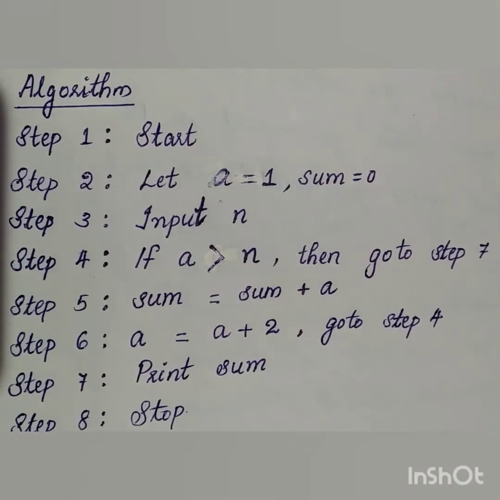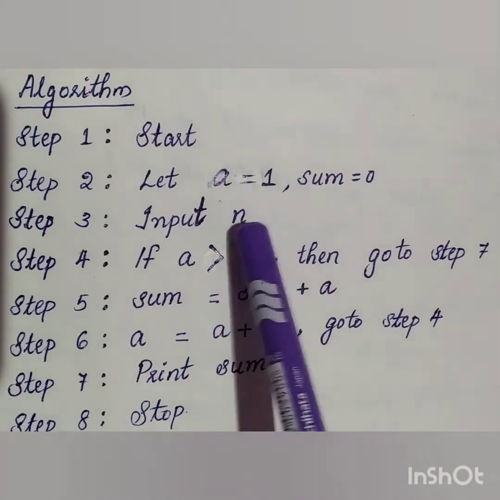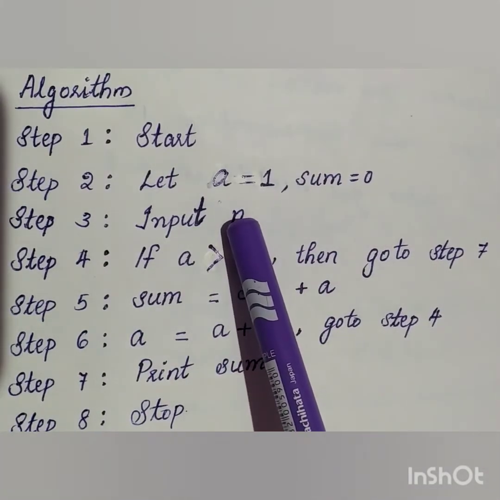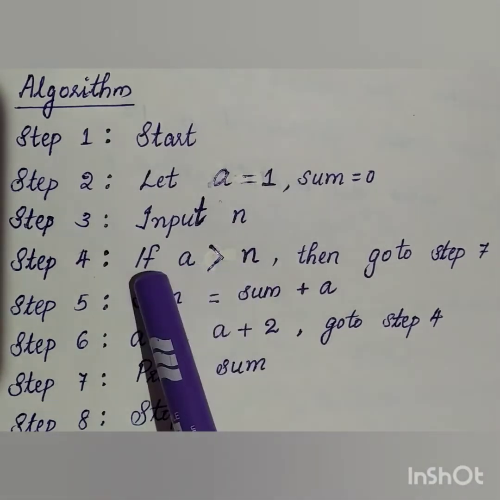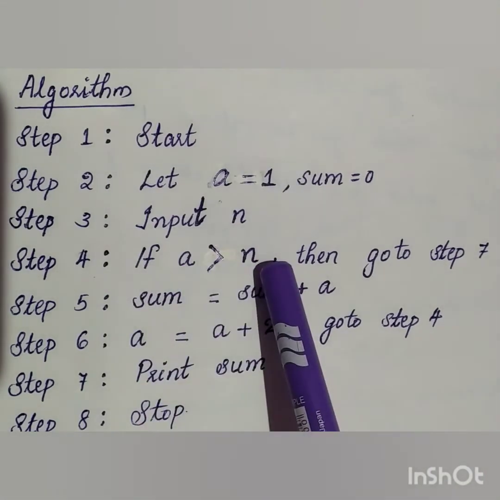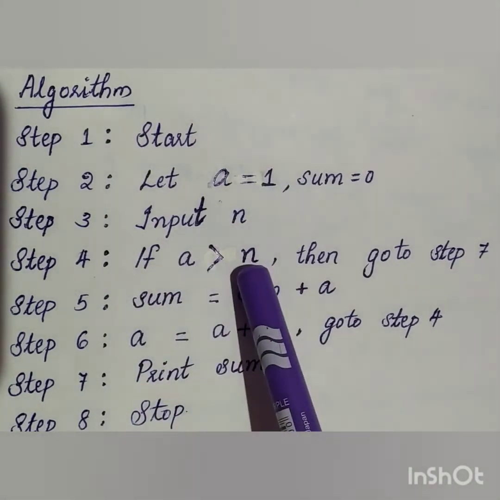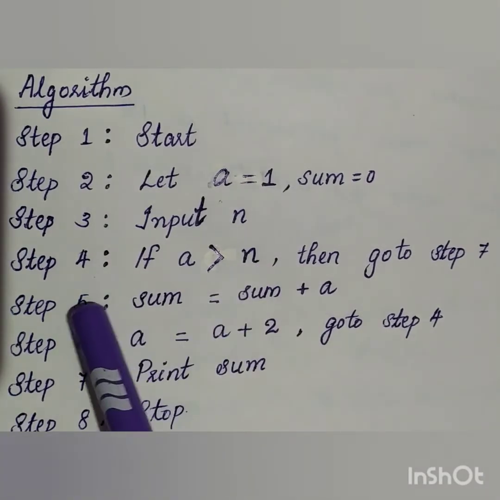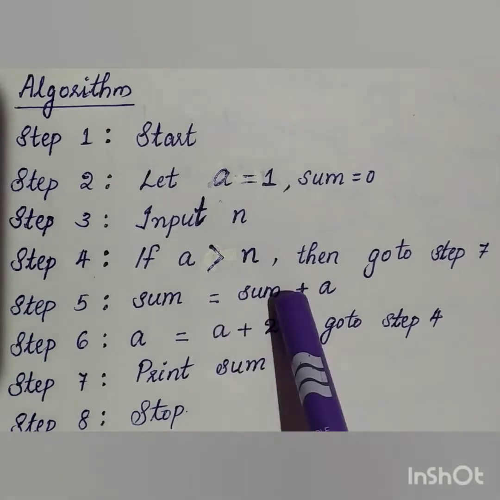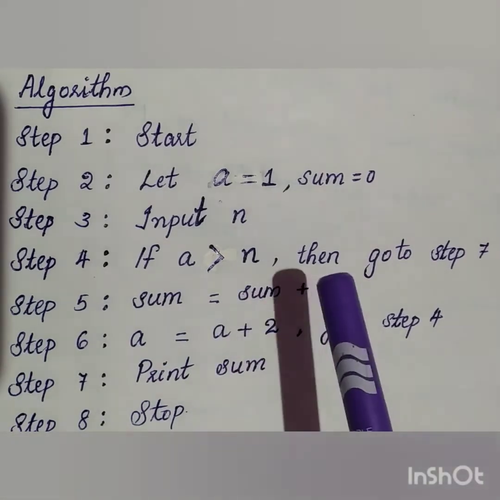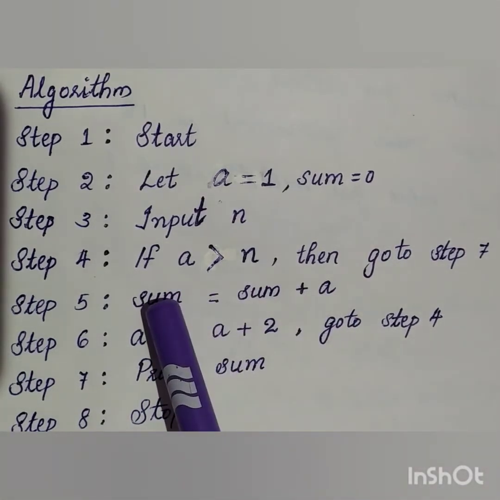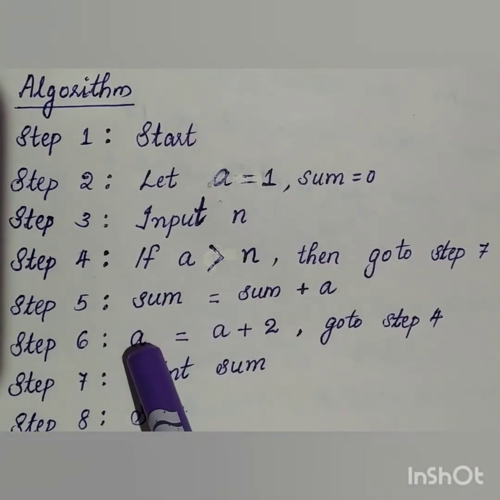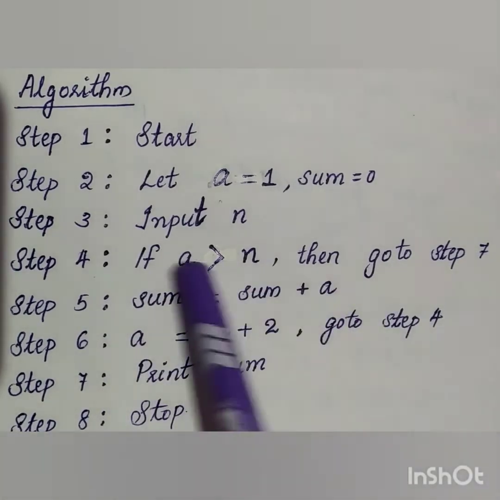For example, let's assume that n equal to 5. The user gave the value of n as 5. Then what should happen here? If a greater than n, that is 1 greater than 5, that is false, then it comes to step 5. Sum equal to sum plus a, 0 plus 1. 1 is stored to the variable sum. Then a equal to a plus 2. A becomes 3. Then going to step 4.